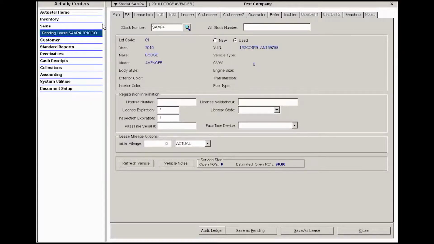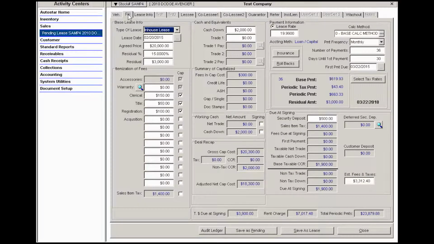When you're creating a lease, you have to fill out the F&I screen to complete the process. The F&I screen for a lease can be a bit intimidating at first glance, but if you break it down section by section and find out how those sections work together to come up with the total periodic payments, then it's not that bad. So we're going to go section by section and hopefully make it easier to understand how to complete the F&I screen for a lease.